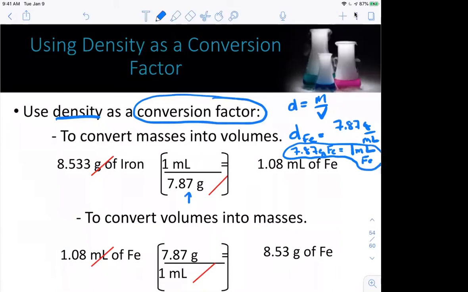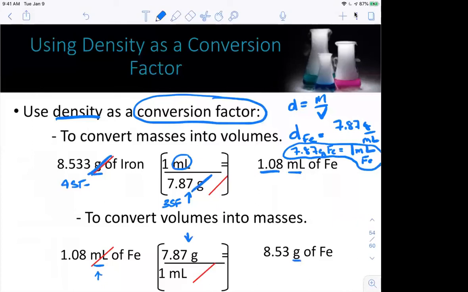I can use this form or this form, depending on if I want to convert from grams to milliliters or from milliliters to grams. If I want to say, okay, I have 8.533 grams of iron, and I want to see how many milliliters that is, I want milliliters on the top so I can cancel out grams. That gives me 1.08. How do I get that? 4 sig figs, 3 sig figs. So I get 3 here. That's my answer.